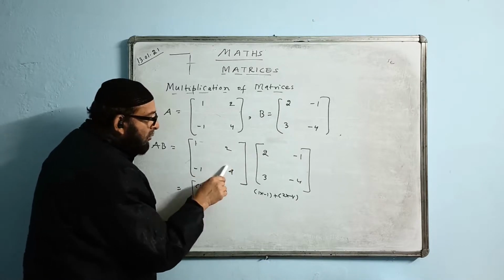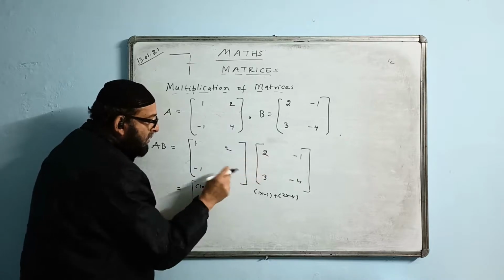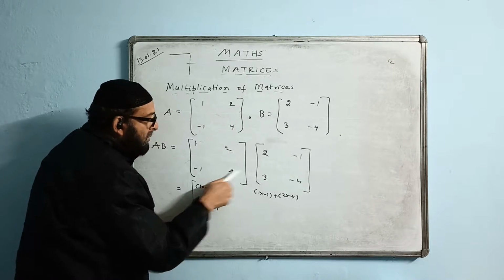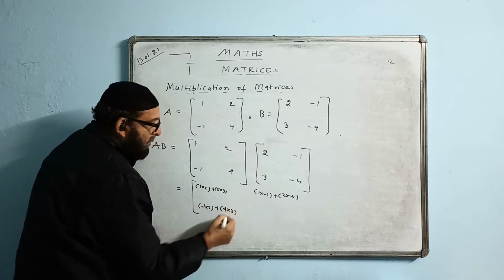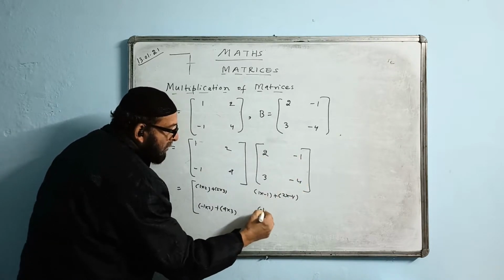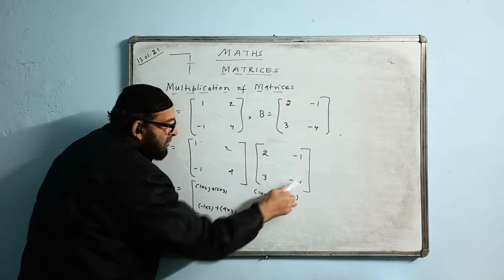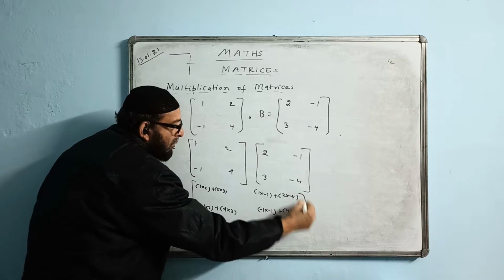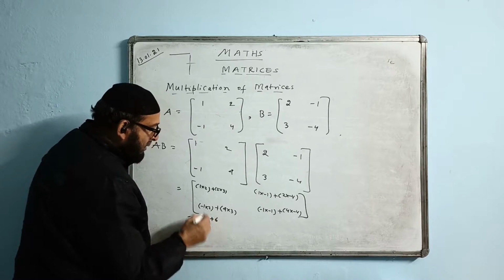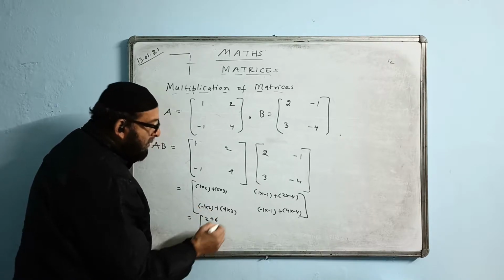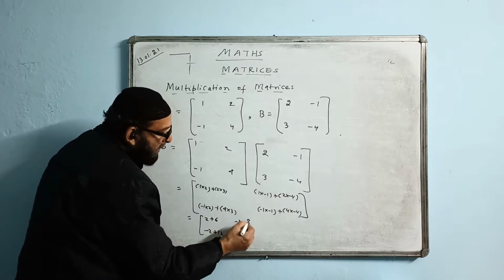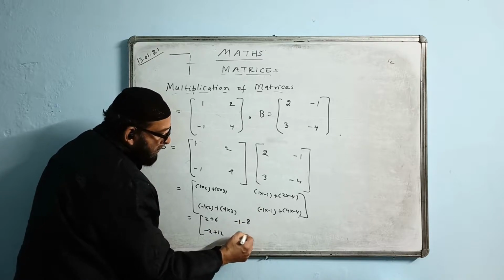Now I do the work of this row and this column. First with the first, second with second. Let us multiply. Minus 1 into 2, put a plus sign, 4 into 3. Then again row and the columns. This into this, you get minus 1 into minus 1 plus 4 into minus 4. And now we simplify and get the answer. 1 2 is 2, 2 3 is 6, this is minus 2 plus 4 3 is 12, this is plus 1 minus 16.